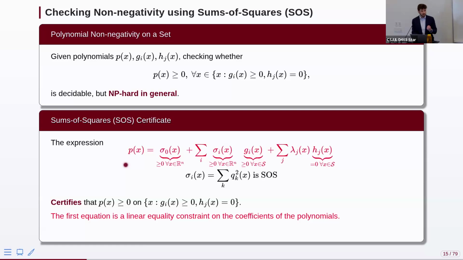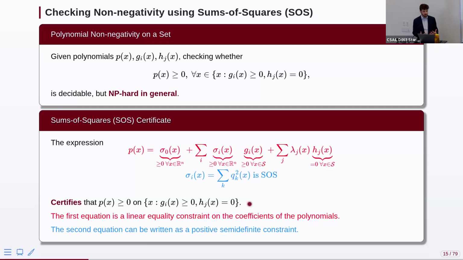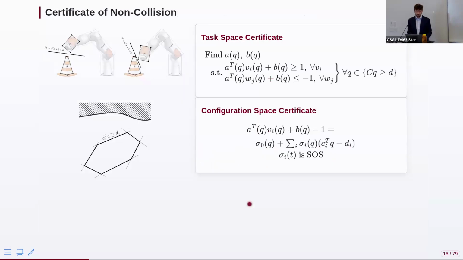The nice thing about this type of formulation is that the first equation is a linear constraint between the coefficients of P and the coefficients of the sigmas and the lambdas over here. The second equation can be written down as a positive semi-definite constraint. And when you hear that, you should just think convex. And so this is something that I can use something like semi-definite programming, which is a convex program, to search for efficiently.